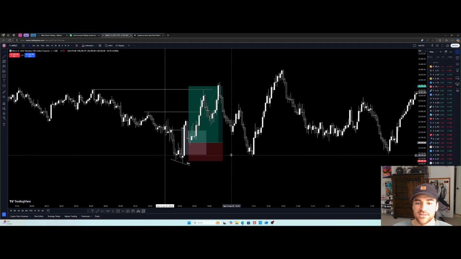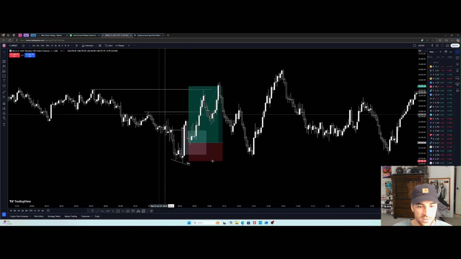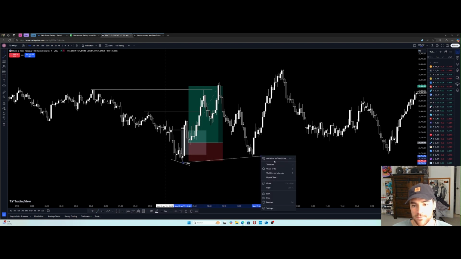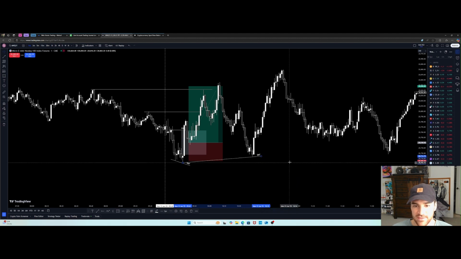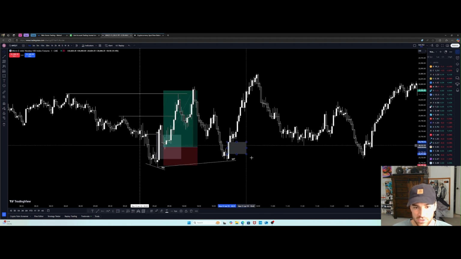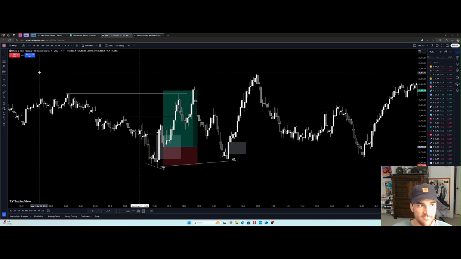Those are SMTs. Okay, this could even be an SMT right here. This is an SMT as well. Check it out. Boom, boom. SMT. You have a bullish fair value gap. Change in state of delivery right there.